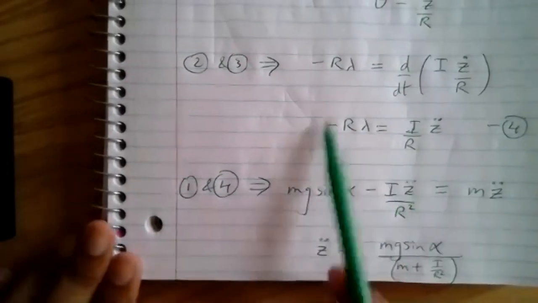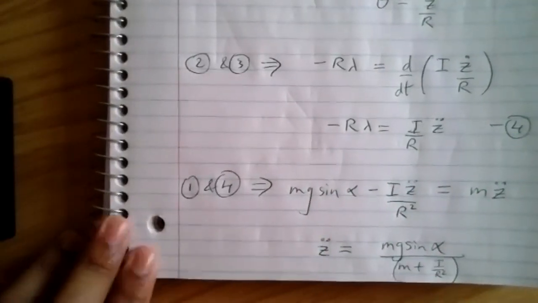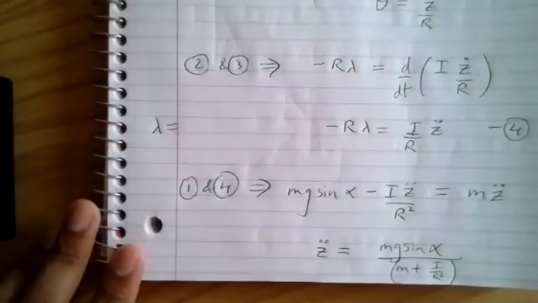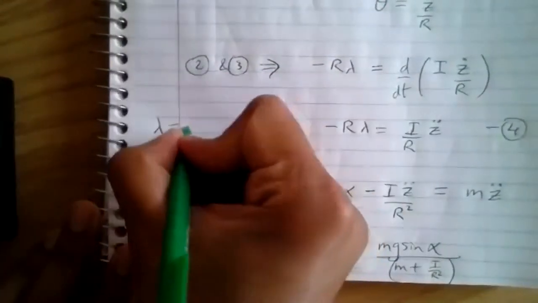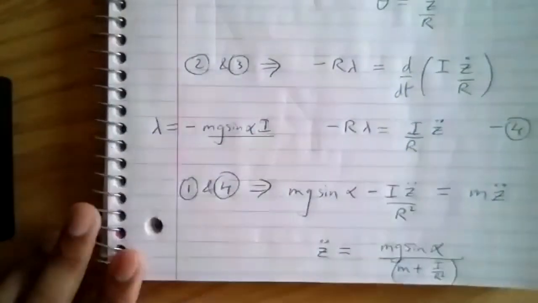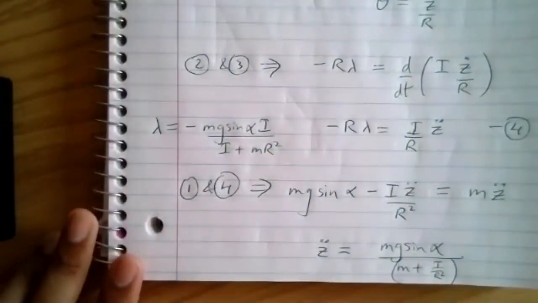And since I have this equation relating lambda to z double dot, I can use that. Let's see, do I want to? Yeah, sure. So then I get lambda is equal to minus mg sine alpha I, and then the denominator gets multiplied by r squared, so I get I plus m r squared over here.